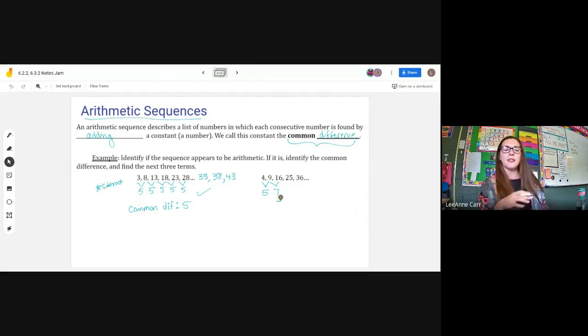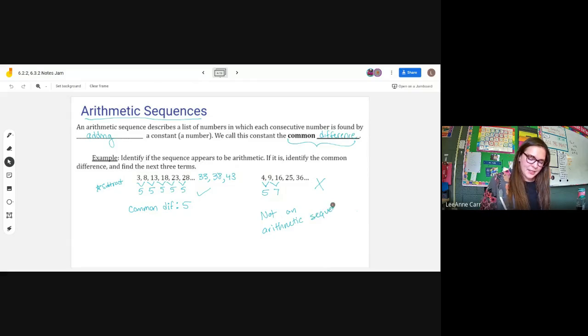These are not the same values. So as soon as you see a difference in our sequence, we're not adding the same number consistently, you can kind of just eliminate this. It's not an arithmetic sequence. So I'm going to make a note, not an arithmetic sequence. It doesn't fit that mold. We haven't added the same value every time.